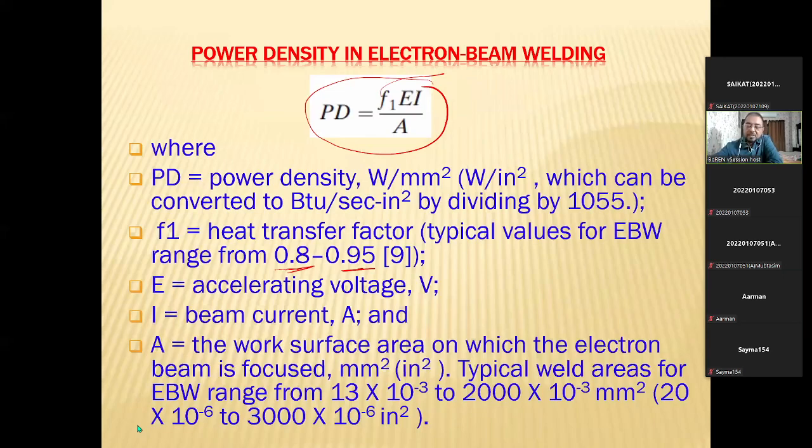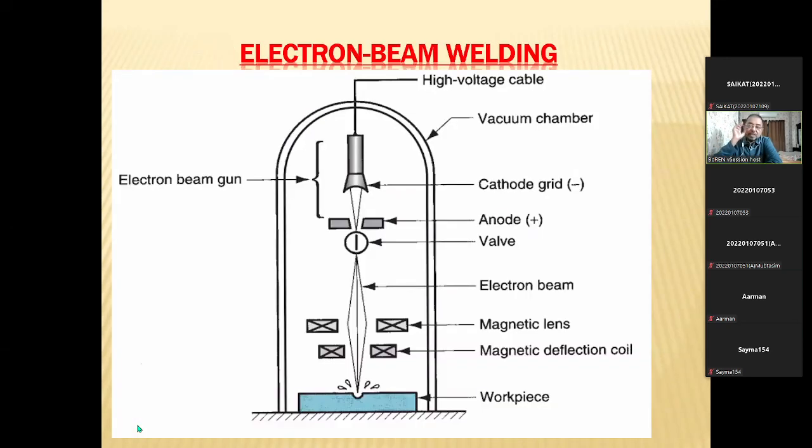Now, this is the concept of electron beam welding. Here is the equipment we are using for electron beam welding, expressed in this diagram. Remember, this is a high voltage cable. Here is the cathode, here is the anode, a positive charge, so the electrons will flow from here to here, as we know the current flows in the reverse direction.